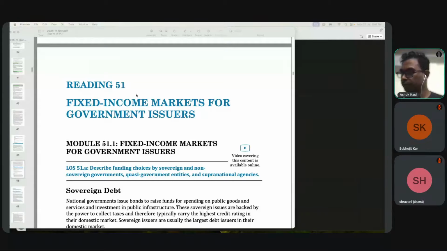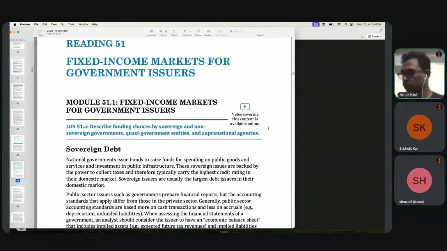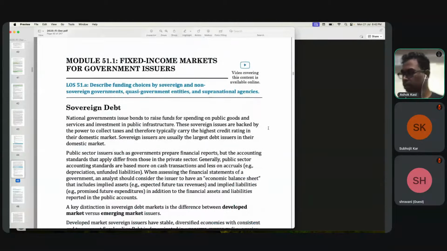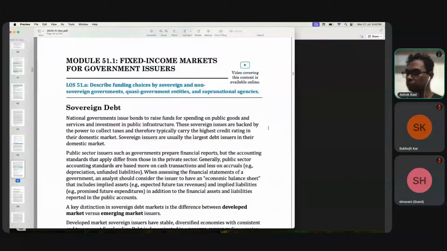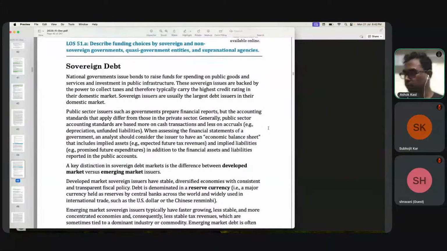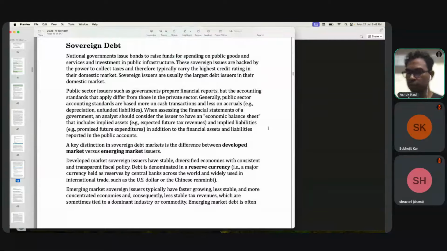Okay, so reading 51, fixed income markets for government issuers. So government issuers: the government wants to borrow money. If the government wants to borrow money, what are the ways? Sovereign debt, that means debt raised by the government, is called sovereign debt.